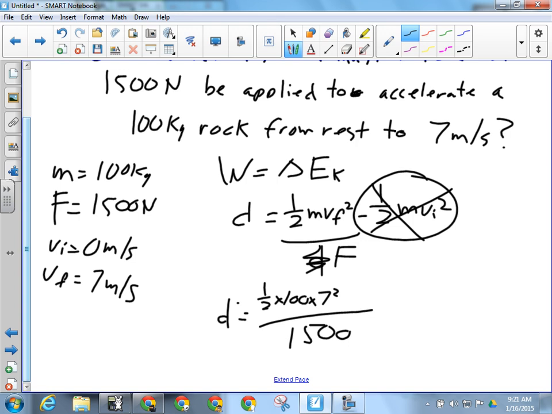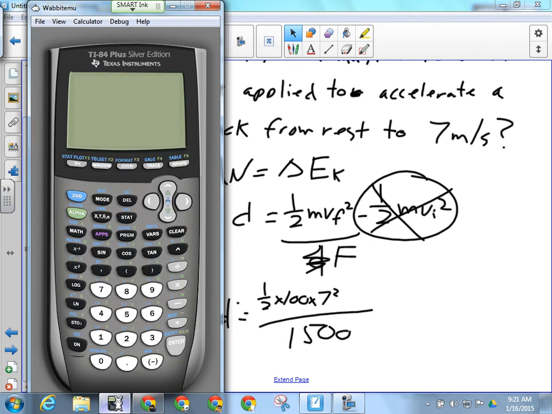Okay, so when we plug in our numbers, we'll have 0.5 times 100, probably could have just written 50 in there, times 7 squared. It's 2450 divided by 1500. All right, we have to push it 1.6 meters. Because 1500 newtons is a fair amount of force, actually. Okay. Is that making sense? All right, those are the two things I wanted to remind you about.